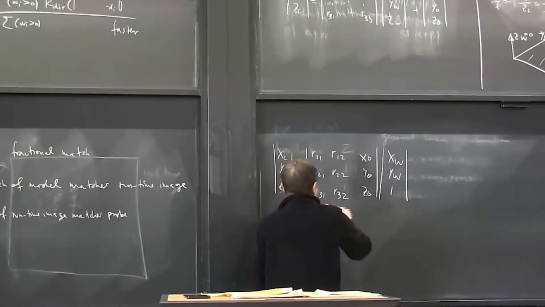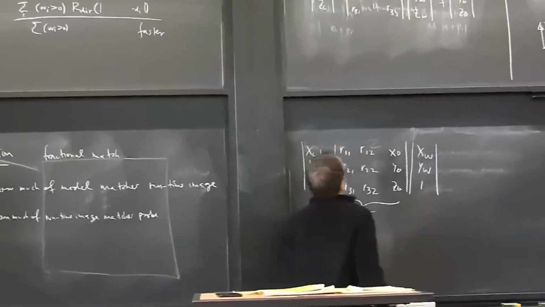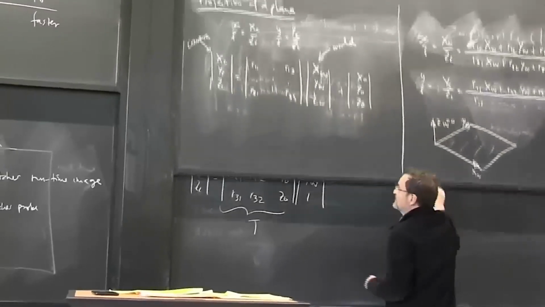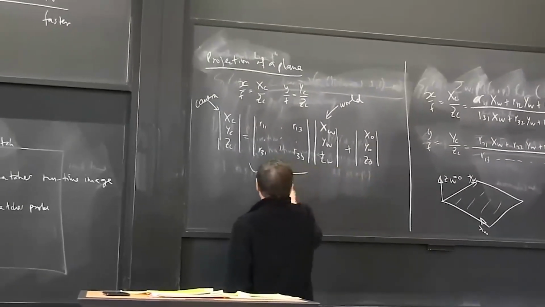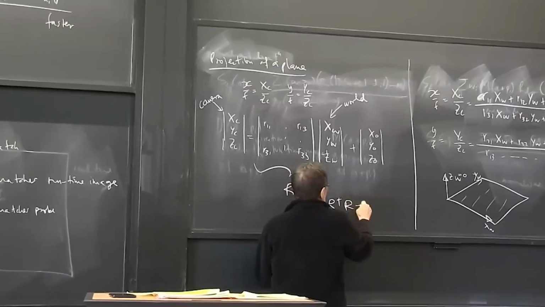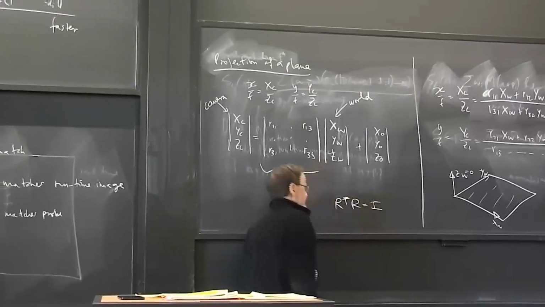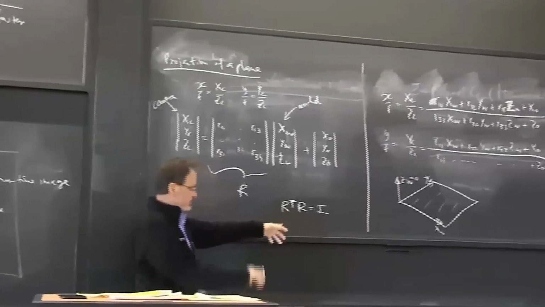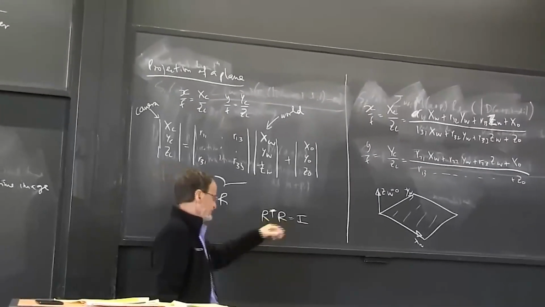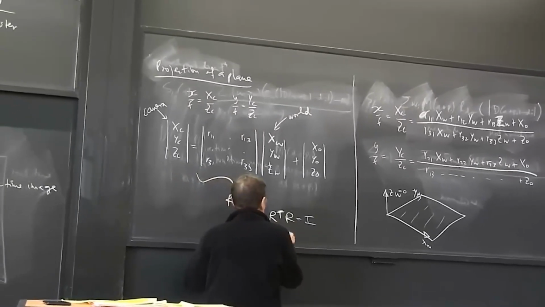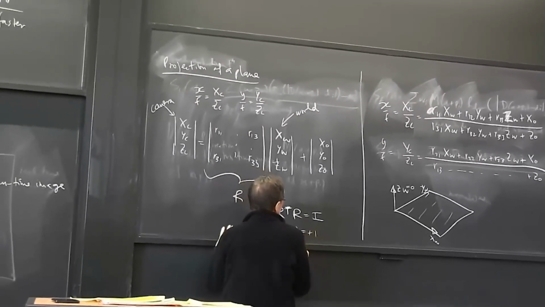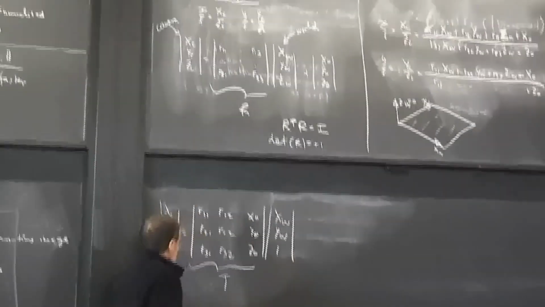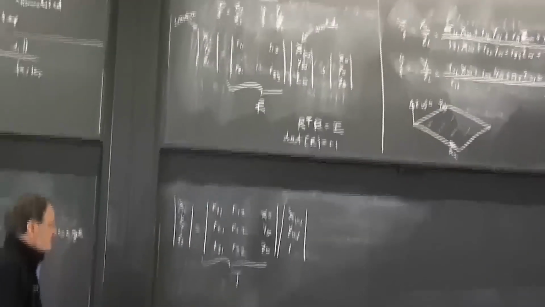And call this matrix T. Let me call that matrix up there R. R has some special properties that we'll talk about later. One of them is that it's orthonormal. And that means if you take its transpose and multiply it by R, you get the identity matrix. And the other one is that its determinant is +1. T doesn't have those properties.